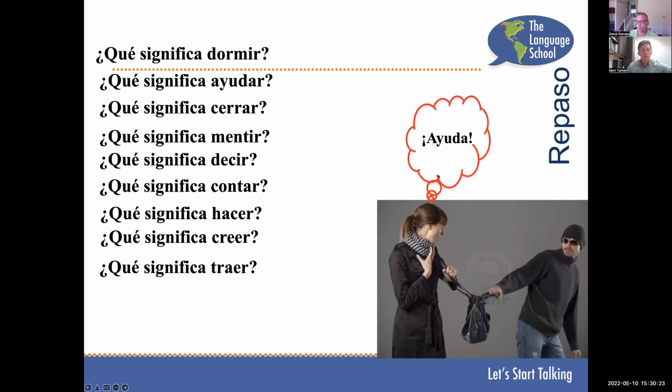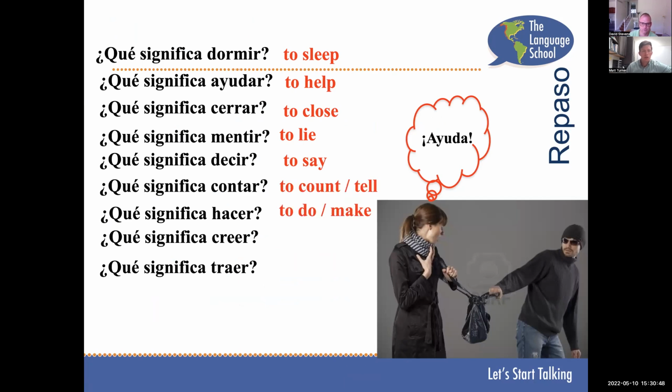Mateo, ¿qué significa dormir? To sleep. Ayudar. To help. Cerrar. To close. Mentir. To lie. Decir. To say. Contar. To count. Hacer. To do. Creer. No sé. ¿Qué significa creer? You said it at the beginning of class. Yo creo. To believe. Sí. Traer. To bring. Muy bien.